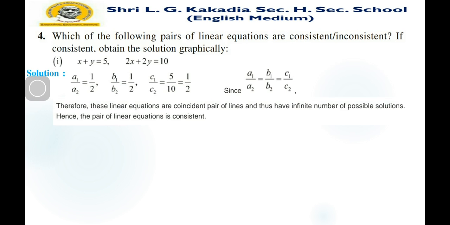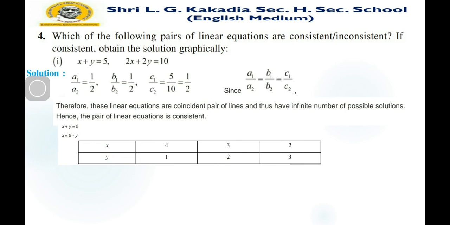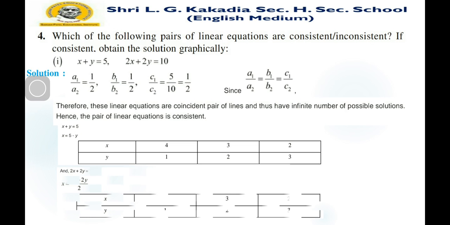So let us draw a graph for both the equations. So first we have to find the table of coordinates. So in this way we can find the table of coordinates for the first line, and for the other line we can also find.